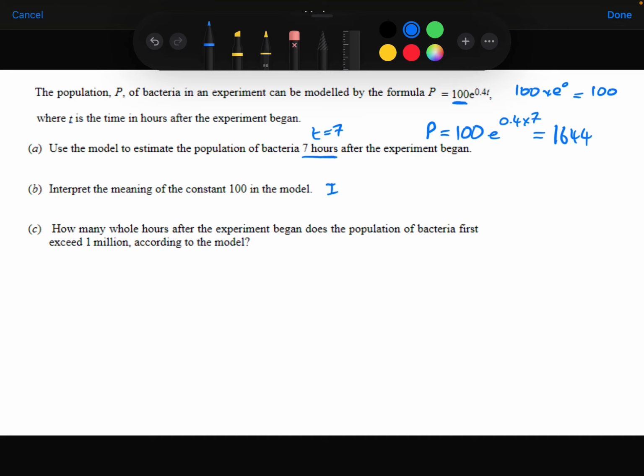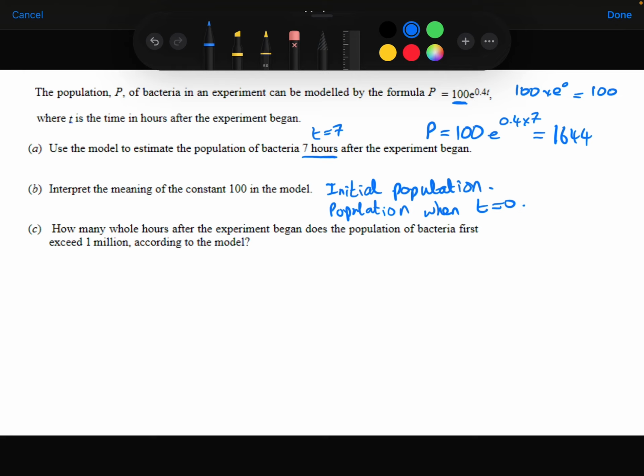So this is the initial population. Or you could say the population when t equals 0. Or you could say the starting population, anything along those lines.